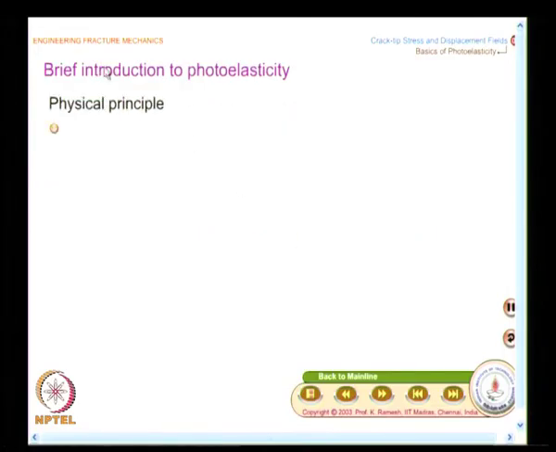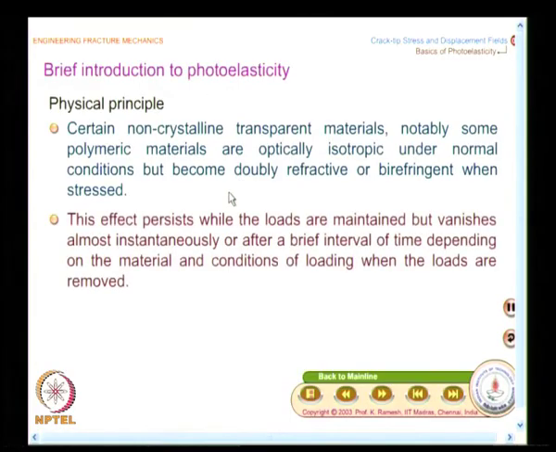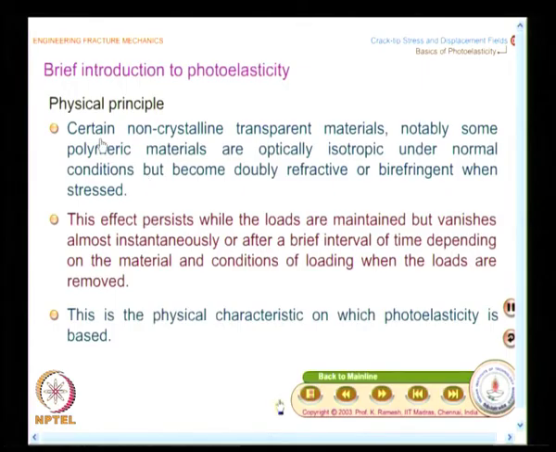And what is the physical principle? Each of these techniques is governed by a basic physical principle, and what you find is that certain non-crystalline transparent materials, notably some plastics, are optically isotropic under normal conditions, but become doubly refractive or birefringent when stressed.